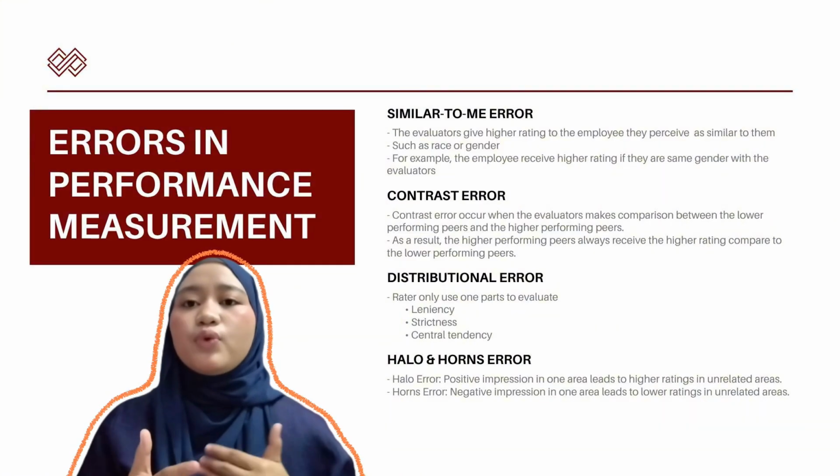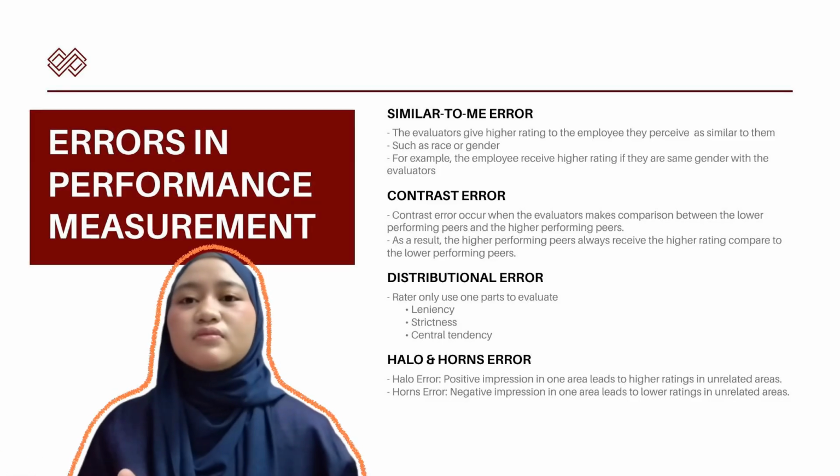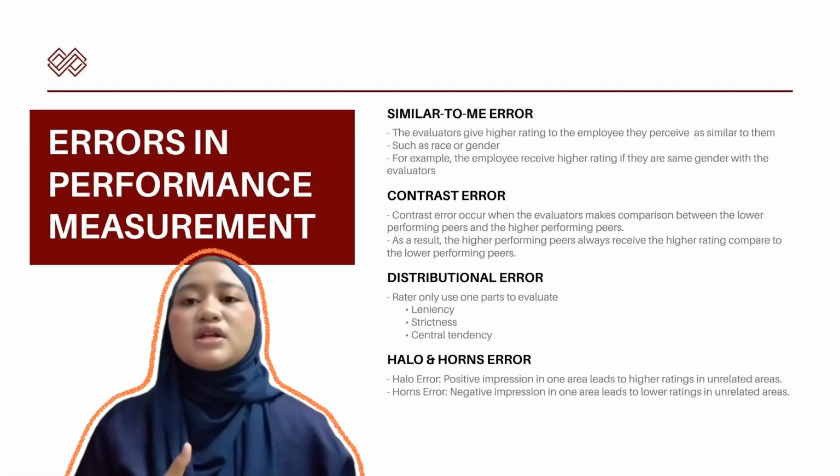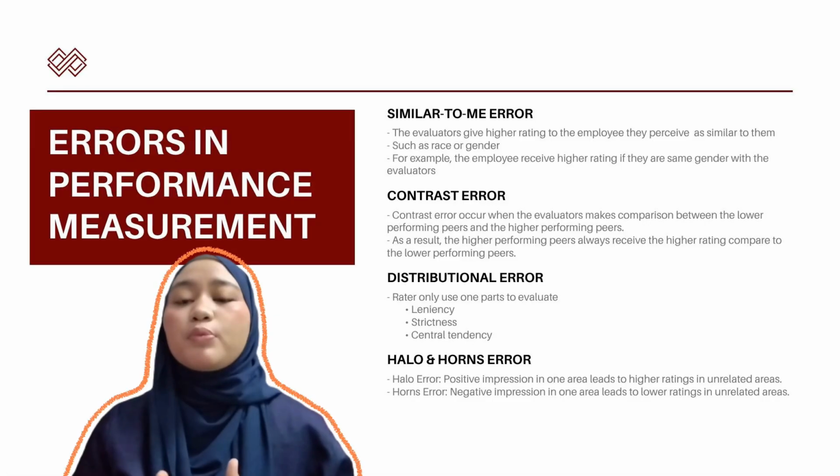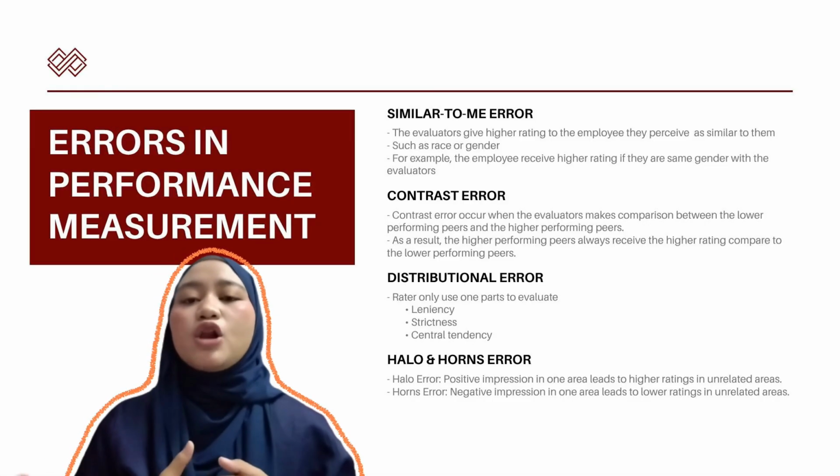Next, strictness error. Strictness error is when the evaluator rates the employee near the bottom. This means the evaluator gives a lower rating without proper verification. Lastly, central tendency. Central tendency is when the evaluator rates the employee near the middle without proper verification.